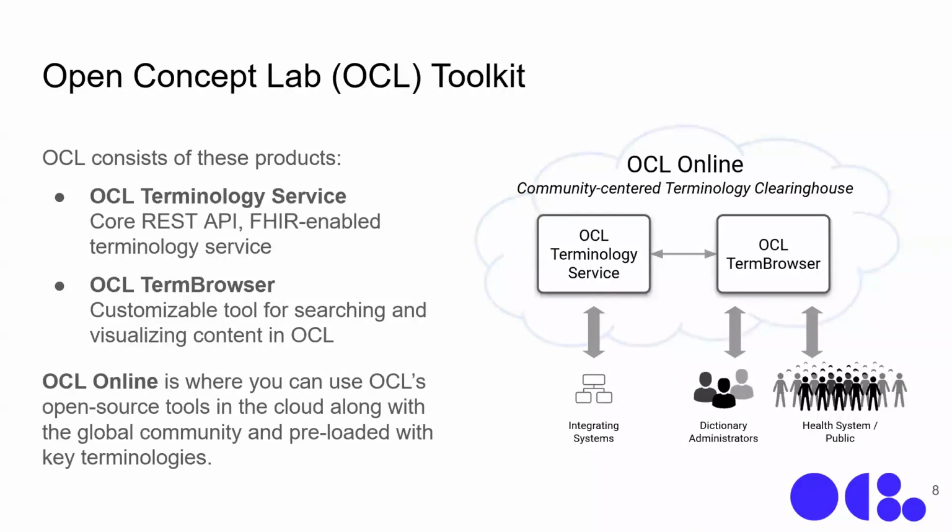So I don't think we need to go too deep into this, but I just wanted to show that there are a couple of products that OCL uses all together. The REST API that I mentioned before, which is also FHIR enabled, is the terminology service. This is that technical backend that everybody is going to be using in some way or another. The OCL TermBrowser is what we'll actually go through today, which is the user interface. It's this tool where you can search and visualize and start to collect content in OCL without having to know fancy REST calls or anything like that. And then both of these tools can be deployed on a local environment, and some countries have elected to do that when they have the right use case for it.